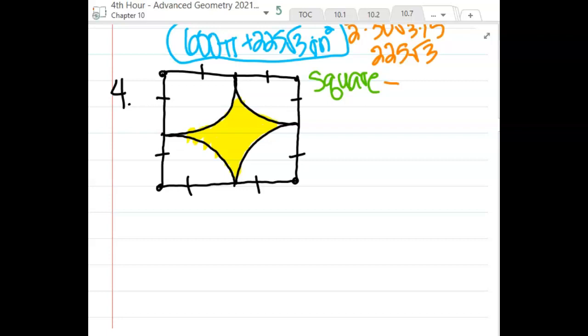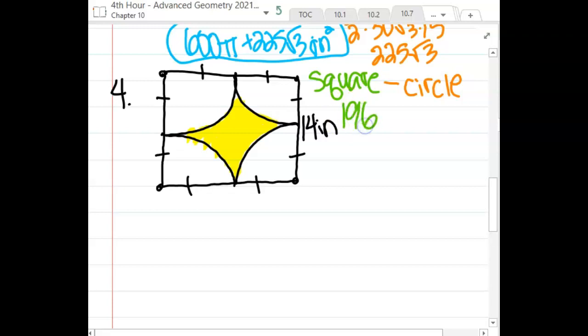So we're going to find the area of the square, and we're going to subtract the area of one entire circle. Let's split it into 4 parts. Make sense? Okay. And the information we're going to be given, one side of the square is 14 inches. So the whole side is 14 inches. So how do you find the area of the square? Length times width. 14 times 14 would give me 196. That was easy.